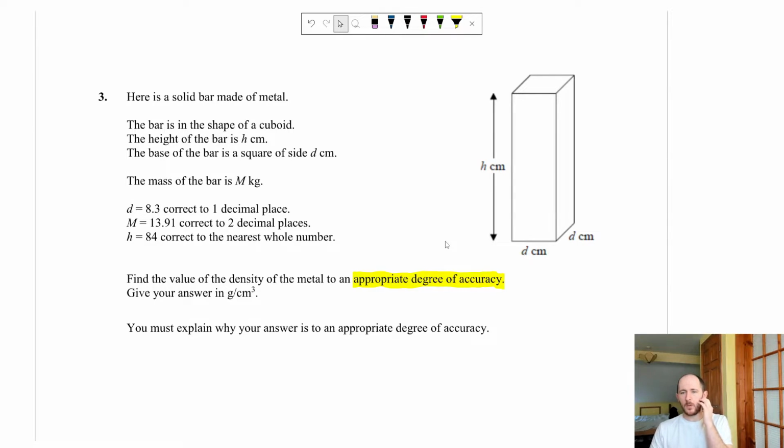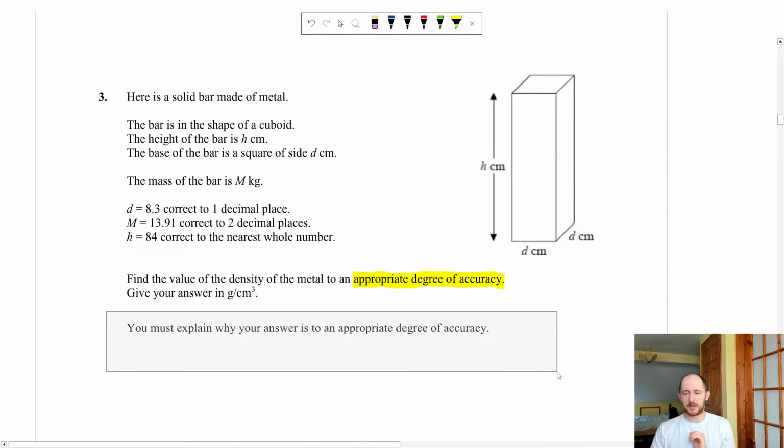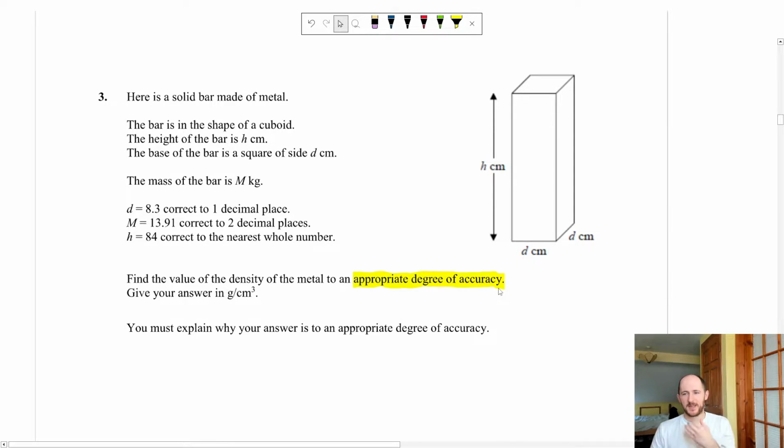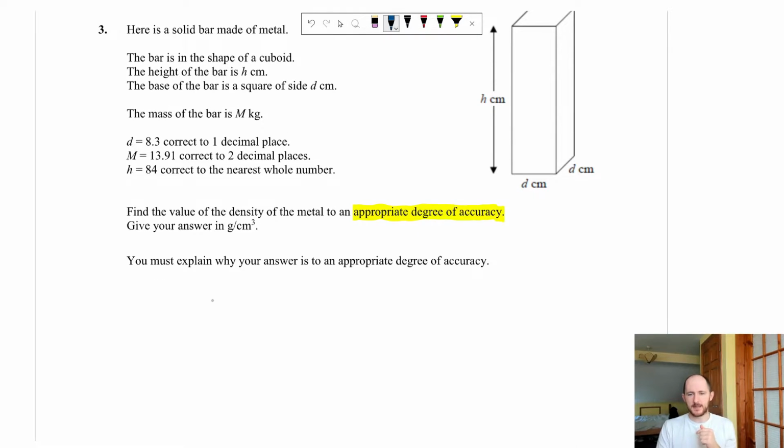What we're going to do is find the smallest possible value for the density and the biggest possible value for the density. That's our first thing. So whenever they say find it to an appropriate degree of accuracy, you're going to find the lower and upper bound. That is a step that you have to take.